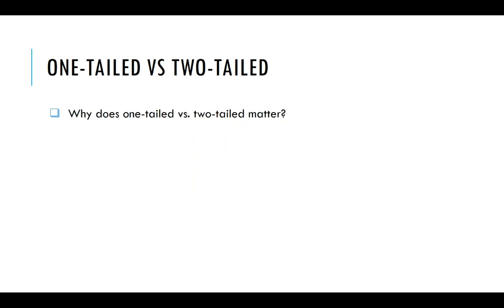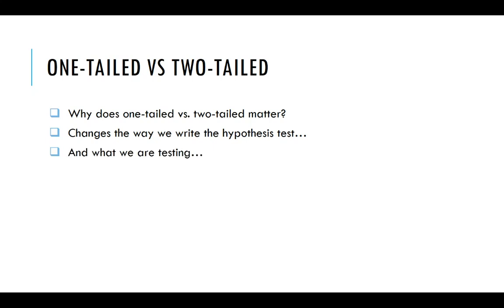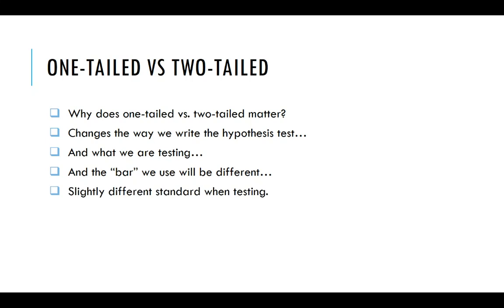Why is it that we need to understand one-tailed versus two-tailed? Why does it even matter? Well, for one, it changes the way we write the hypothesis test. And it also changes what we're testing. We're going to see that the bar that we use will be different. And by bar, I mean the bar you have to clear to say, oh, this is a statistical difference, or not. So what I'm saying is that we're going to have slightly different standards when we're doing one-tailed tests versus two-tailed tests. And we're going to cover this pretty thoroughly, so more on that later. Just tuck that away for now.